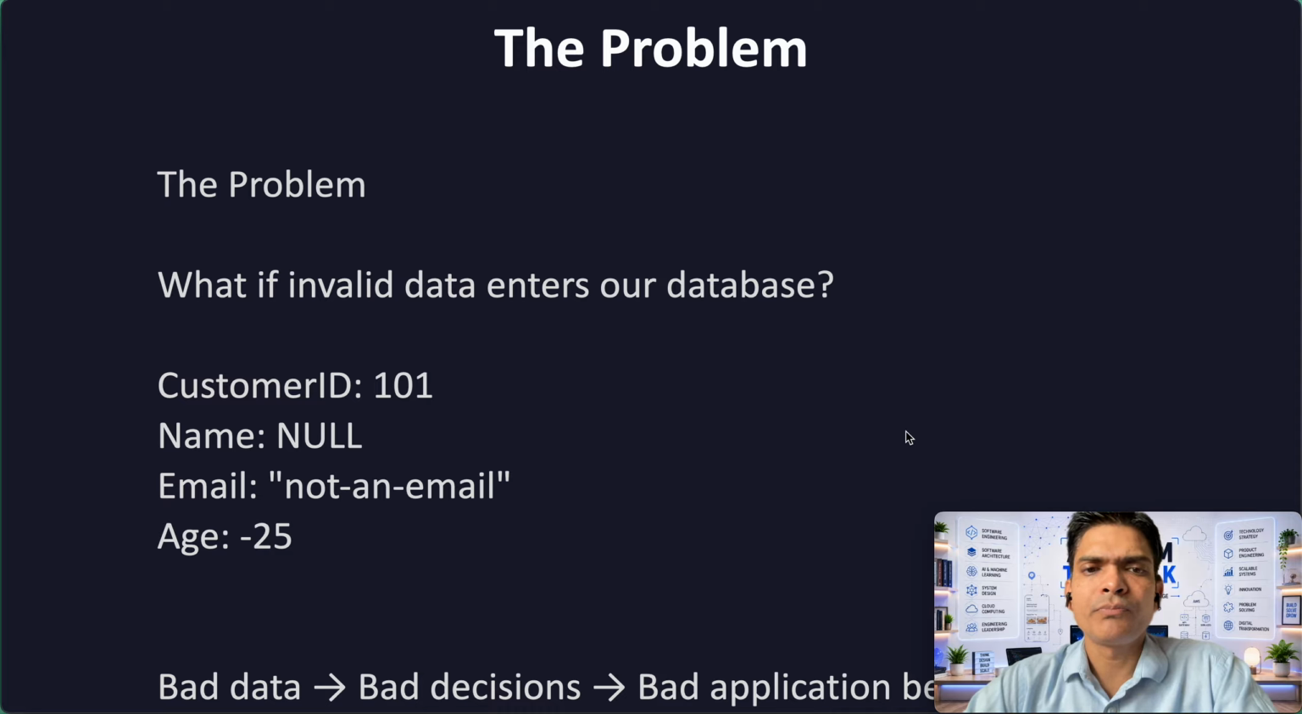Let's start with a simple scenario. Imagine our application allows some invalid information to reach the database. Maybe a customer's name is missing. Maybe two users accidentally get the same unique identifier, or perhaps we receive an impossible value such as a negative age. If this data is stored successfully, it can eventually create problems for our application. Bad data leads to bad decisions, which leads to bad application behavior. So we need a mechanism that helps protect the integrity of our data. One of those mechanisms is database constraints.